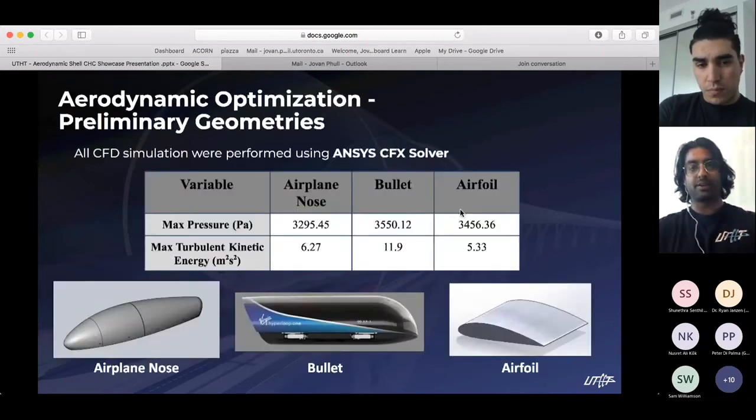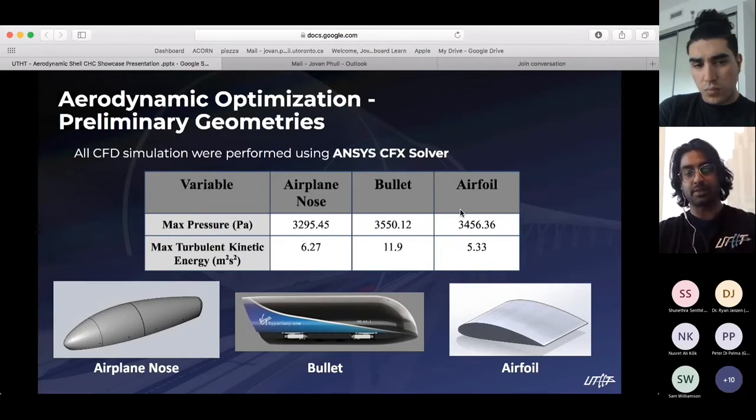So starting off with the aerodynamic optimization, how we first started conceptualizing different geometries of our pod was based on other high-speed transportations, namely airplanes. So we have an airplane nose design that we iterated through, an airfoil design, and then a bullet design, which is pretty common with these high-speed trains. It's similar to the one that Virgin Hyperloop is currently developing.